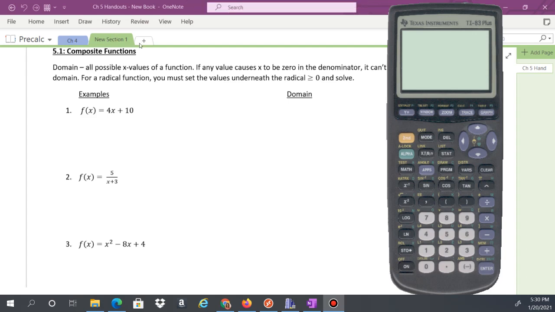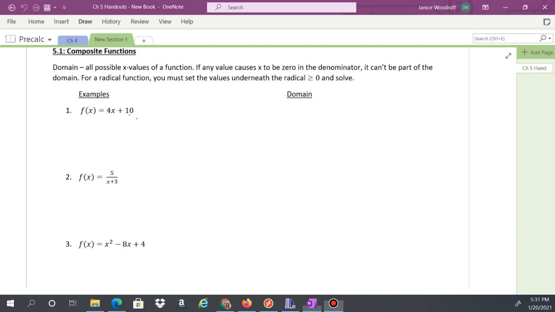All right, so chapter 5, we're starting with composite functions. So that is going to be the f of x, g of x, and then we're making functions out of those. We're also doing the domain of our functions.